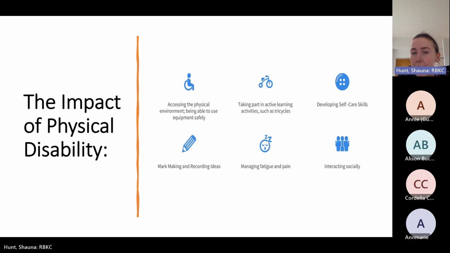Thinking about taking part in active learning activities. A child with a physical impairment may have difficulty in managing the distance between different learning activities, and perhaps with carrying materials, or even recording their work, and they may take a lot longer to answer or ask questions.